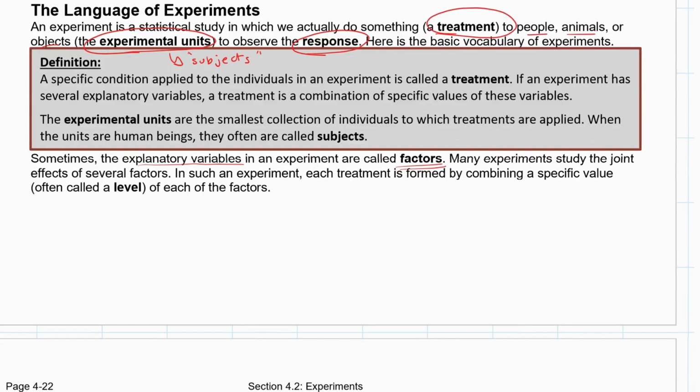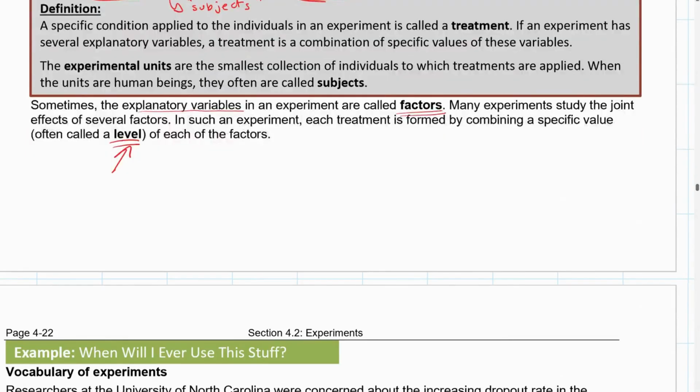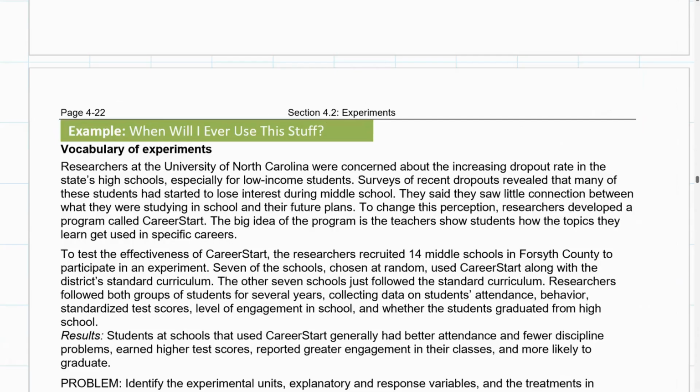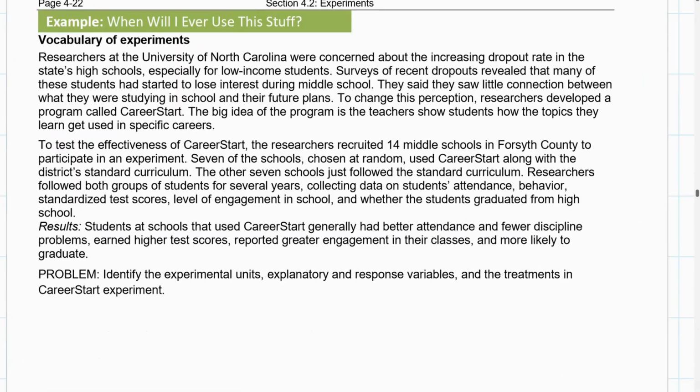Also, the factors may be set up in different levels. Some families have forced the teenagers to eat with their families twice a week, some 4 times a week, sometimes 7 days a week. That'd be different levels of the same factor. Let's take a look at an experiment that has been done.